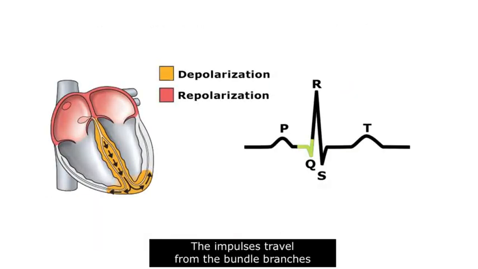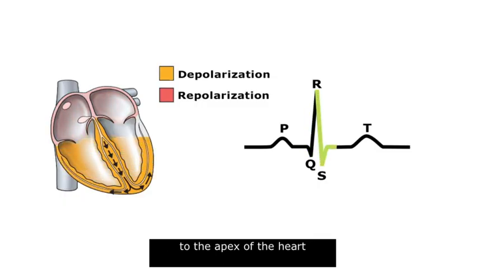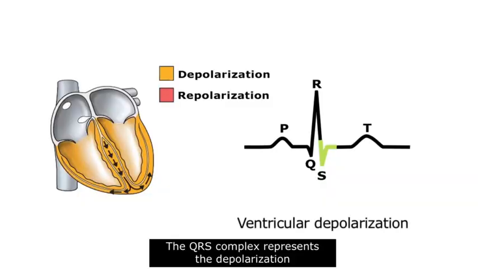The impulses travel from the bundle branches to the subendocardial conducting network, also known as Purkinje fibers, which carry the impulses to the apex of the heart and through the walls of the ventricles. The QRS complex represents the depolarization of the ventricles. There is no visible wave representing atrial repolarization because it's small in amplitude and it's hidden by the QRS complex.